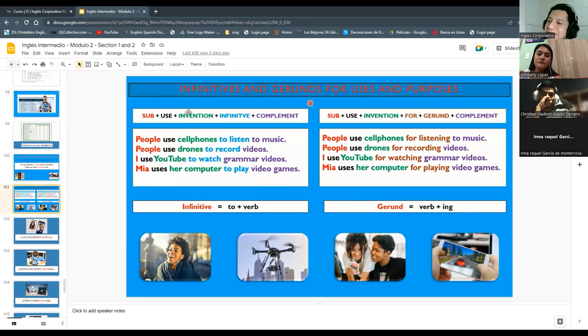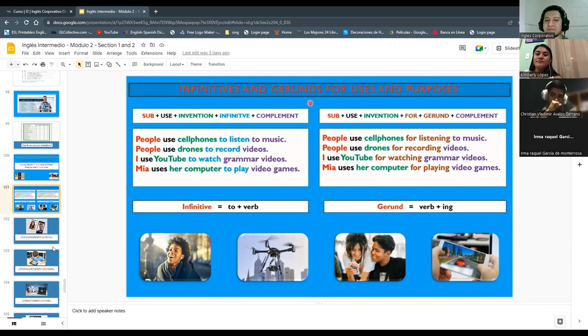Okay, I can see Kimberly, Christian, and Irma. Thank you for being here. The rest, I think they are sick or kind of busy with their jobs. Parece que están ocupados hoy. Pero vamos a empezar con esto.